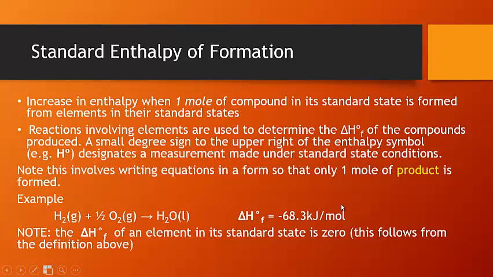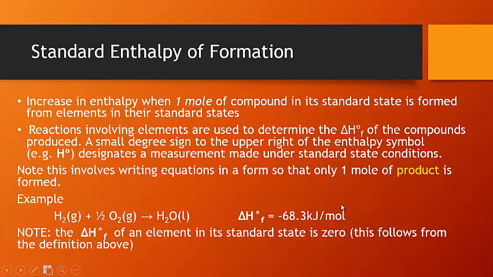So the example we have for water is that you're using hydrogen gas, which is in its standard state, oxygen, which is in its standard state, and liquid water, which is standard state. The formation for that is minus 68.3 kilojoules per mole. But we had to put in a half an oxygen just so that our equation actually had 1 mole of product. And in these cases, the enthalpy of formation is always designated for the product.